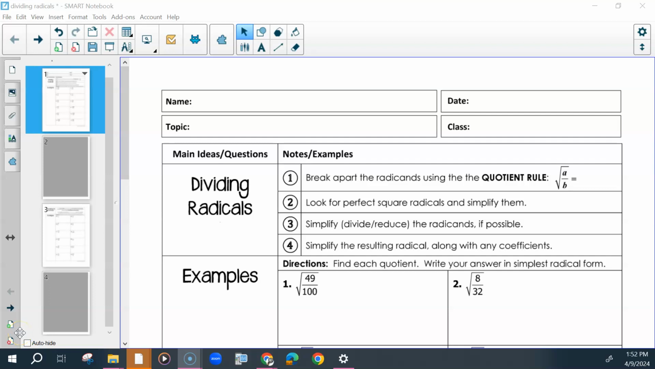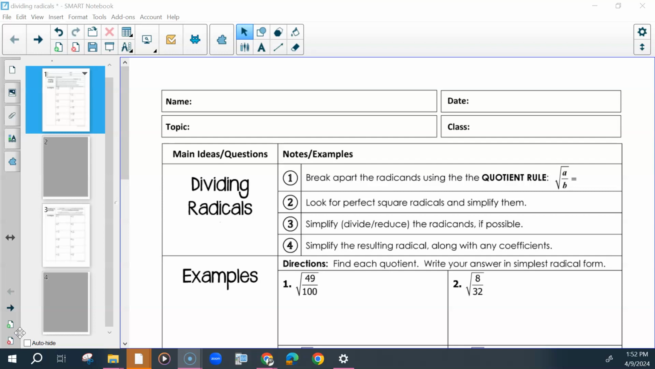In this video, we're going to be talking about how to divide radicals. So we talked about radical operations. And similar here, but a little different. So let's talk about this and how that works.